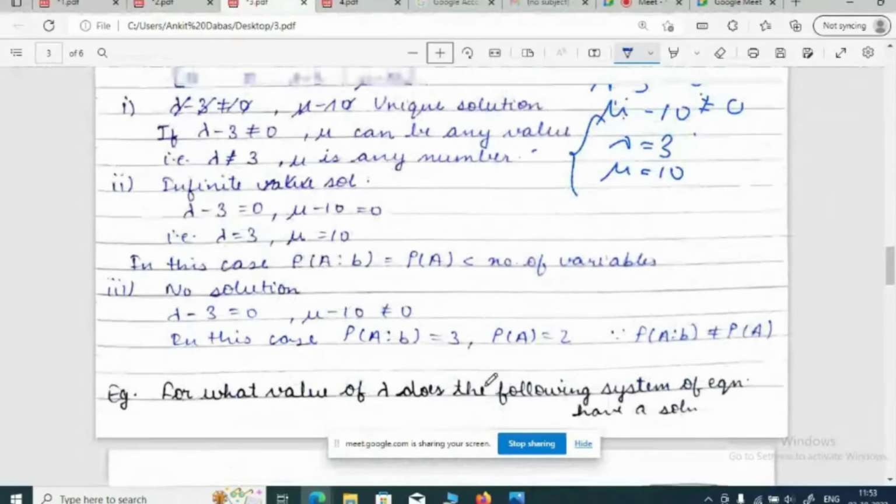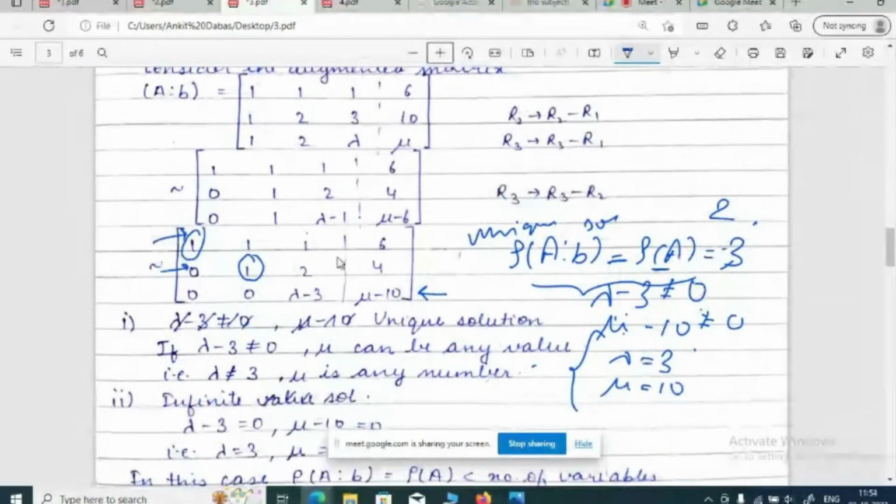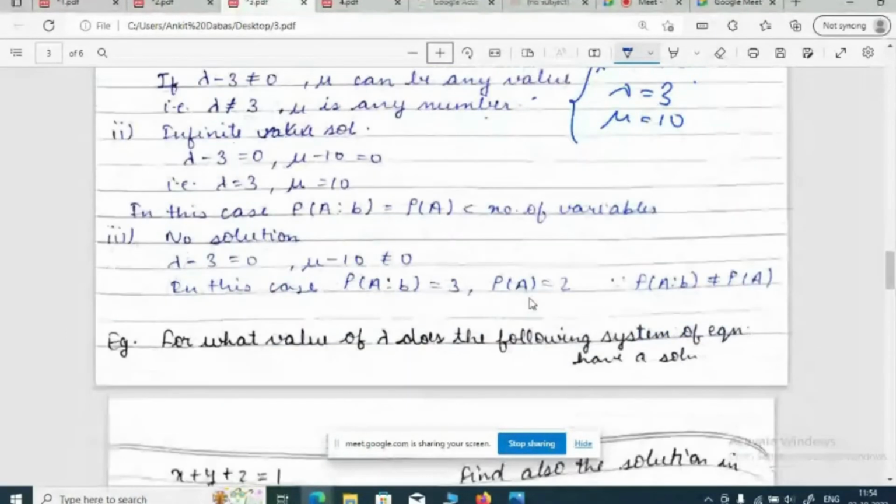And for no solution, we will have to make this term 0 so that rank of A becomes 2 and this to be non-zero, so that rank of A augmented B is not equal to 0. So we will have lambda minus 3 is equal to 0 and mu minus 10 is not equal to 0. So the case when lambda is equal to 3 and mu is not equal to 10 will give us the case of no solution.